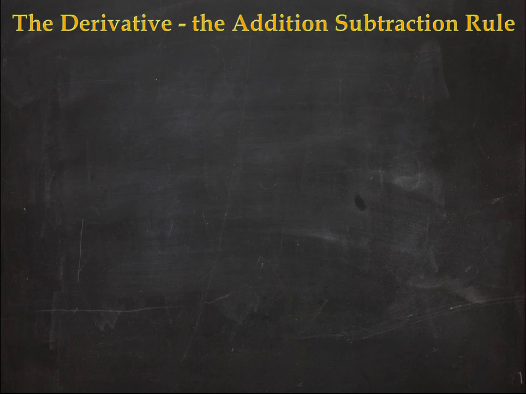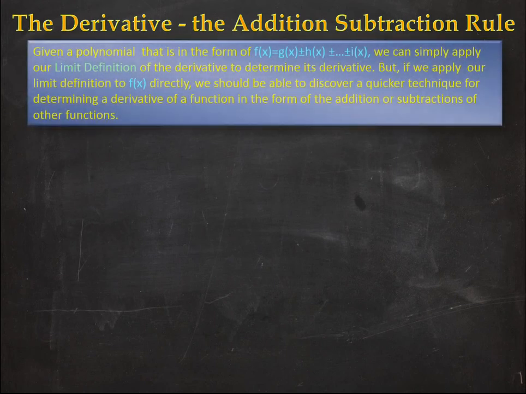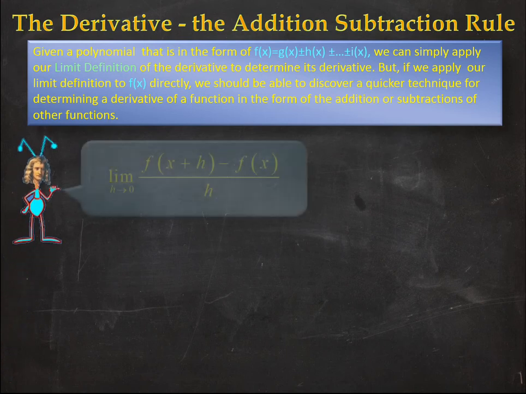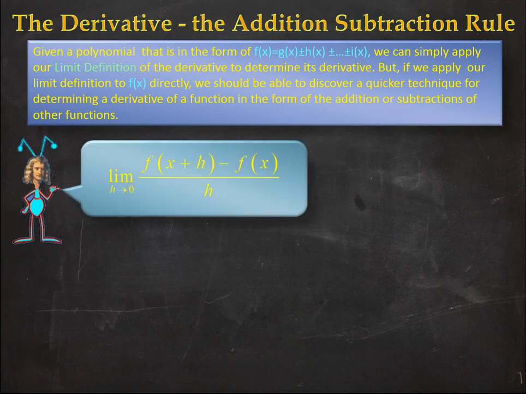Today's topic is looking at the addition and subtraction of multiple terms in a function. In other words, if we have a function, let's say f of x, that consists of multiple terms where each term is separated by an addition or a subtraction, how do we do the derivative of that type of function? Now, we know that we have our limit definition, and we can always apply that to any function that we would like to perform the derivative of. But we can look for shortcuts that make our life a bit easier.